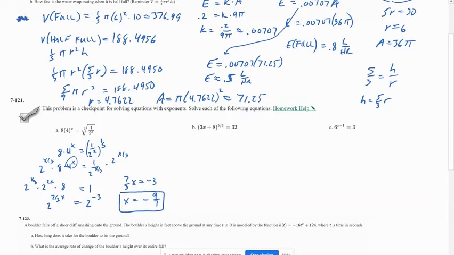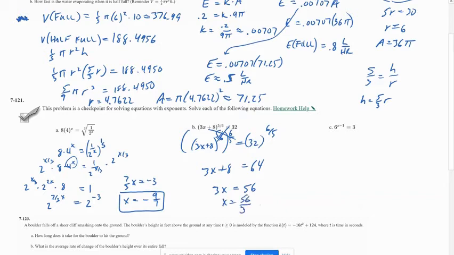Problem B, to get rid of the exponent of 5/6, I'm going to raise that to a power of 6/5. So 32 raised to a power of 6/5. Now I have 3x plus 8, because this all turns into 1, equals, let's see, if we take the 1/5 the root of 32, that's 2, and then 2 raised to the 6th power is 64. And so now we have 3x equals 56, and x equals 56 over 3, or about 18.67.